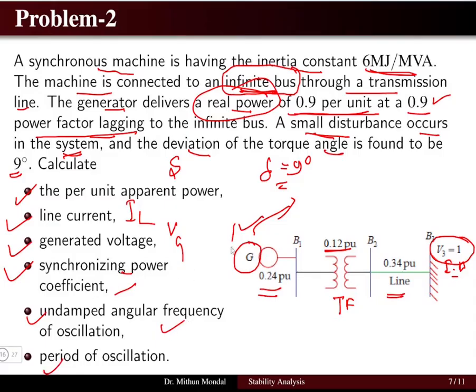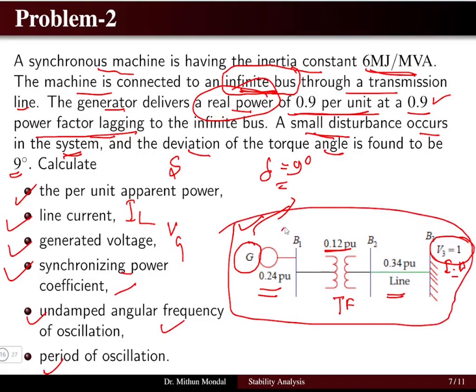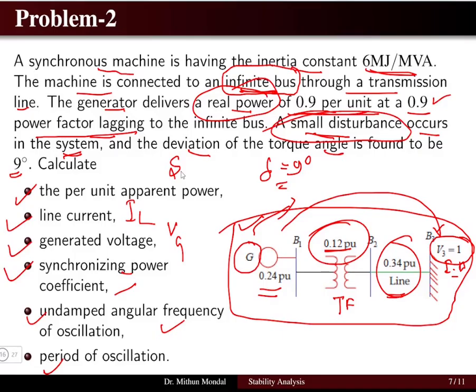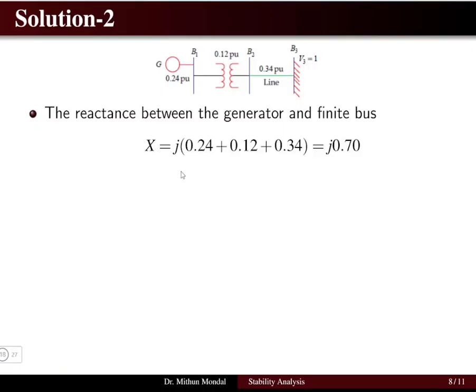So this is the single line diagram of a power system where the generator is feeding power to the infinite bus through a transformer and the transmission line, and the data are given where a small disturbance is occurring in the system. So we have to calculate a few quantities. Let us see the solution. The first thing that we need to calculate is the total reactance of the system from the generator to the infinite bus.